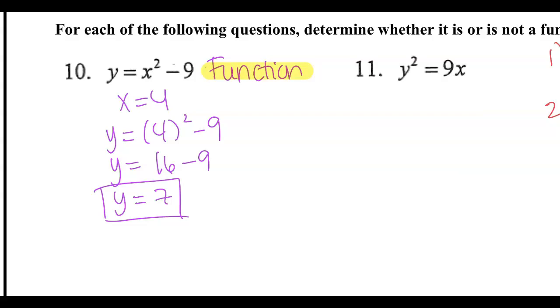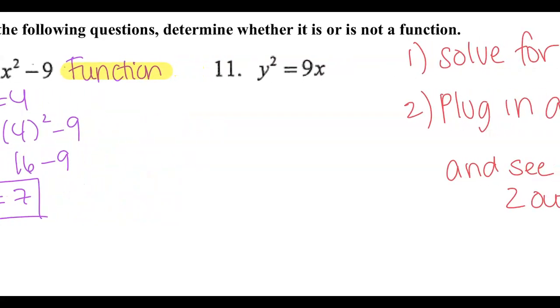Let's look at question 11. That's all we're doing, guys. Once you have y isolated, you're just plugging in a number and simplifying. For number 11, we're going to do the same thing. For this question, though, I do actually need to solve. So let me rewrite this. y squared equals 9x. I'm going to square root both sides. So y is going to equal the square root of 9x. I can technically take the square root of 9, but I don't really need to here because, by writing this, I forgot something. What did I forget here?